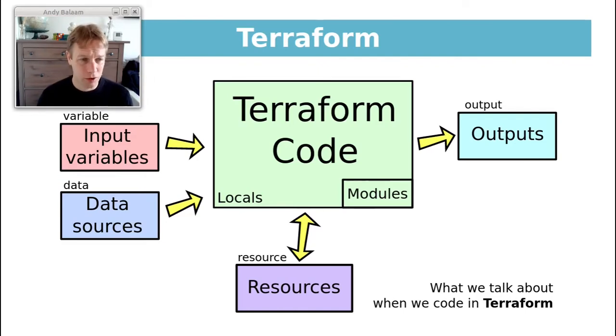And you write resource to describe the resources that you want to get created in your cloud environment, so the actual things. So these are the words that you use when you write Terraform code, and the flow is approximately like how I've drawn it. So data and input variables come in, and then your code itself, including the resource descriptions, describes what stuff you want to happen. Then when you run it, it does the stuff with the resources, and then also as a side effect, it prints out some output.